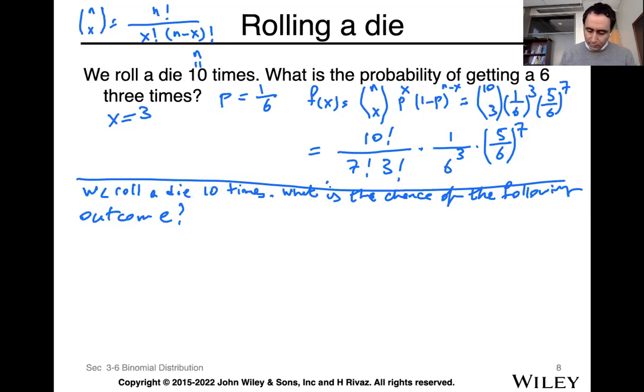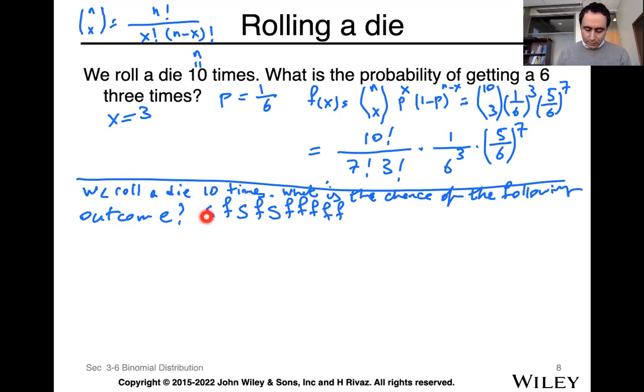I have, for example, S indicating success. So S, success, failure, S, failure, S, and then the rest are all failures. F, F, F, F. So let me count. 1, 2, 3, 4, 5, 6, 7, 8, 9. I need one more F. 10, right? So I'm rolling the die 10 times.